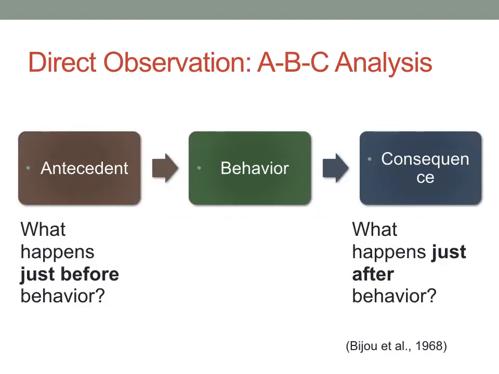So this is direct observation, ABC analysis. You will do multiple ABC observations. So you will figure out antecedents and consequences of the behavior. And the result patterns provide information regarding typical antecedents to behavior, typical consequences for behavior, and the result of those consequences on behavior.